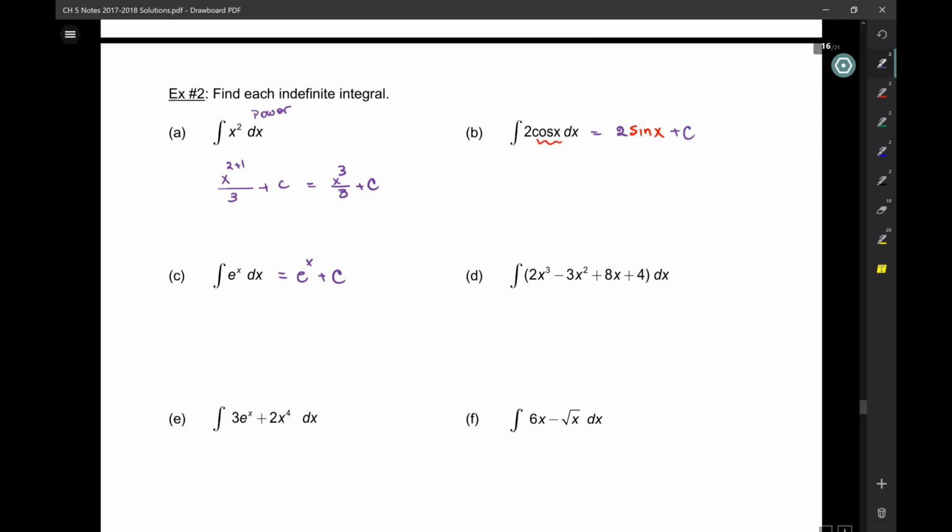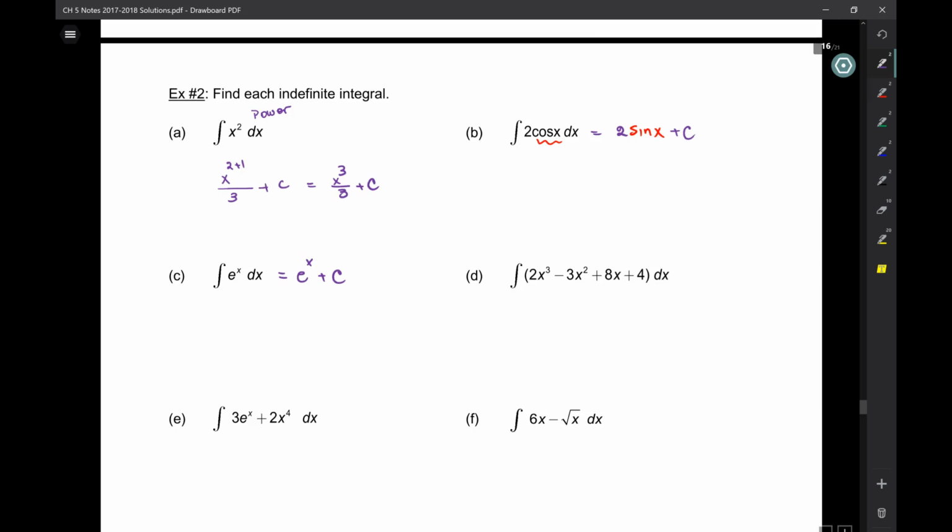Well, unless you have a chain rule. The derivative of e to the x is e to the x. So the integral of e to the x is e to the x plus c, always. Again, if you don't have the plus c's, you cannot get full credit. Okay? All right, so this one here, we're going to use the rule where you could split them up.